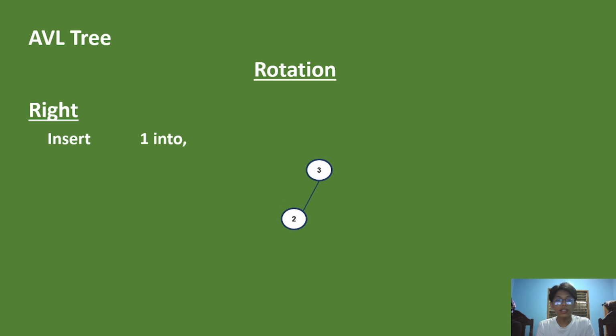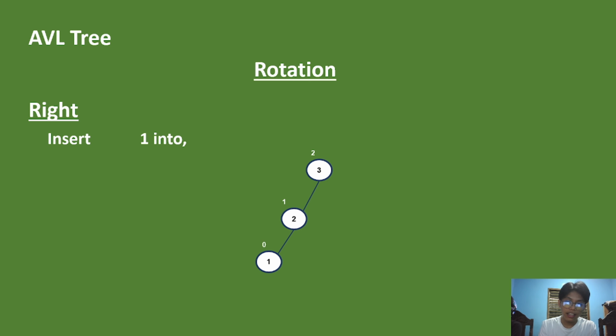Now, let's talk about the right rotation. As you can see, we already have a tree here, which has node 3 and node 2. The root node is 3, and node 2 is on the left side, since 2 is less than 3. Now we're going to insert 1. Since 1 is less than 3, it's going to the left side, and 1 is also less than 2, so it's still going to the left side.